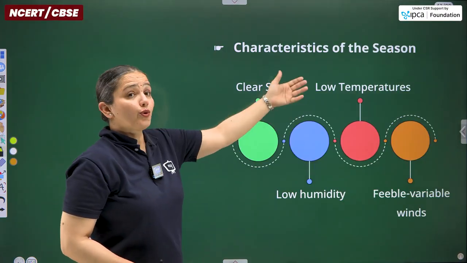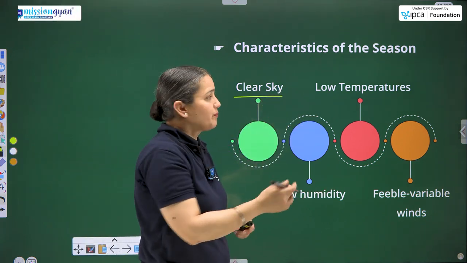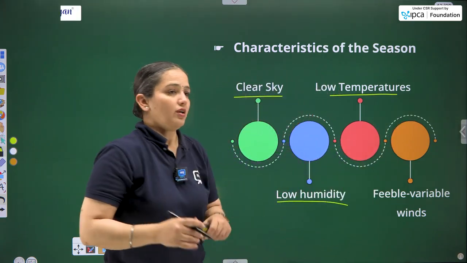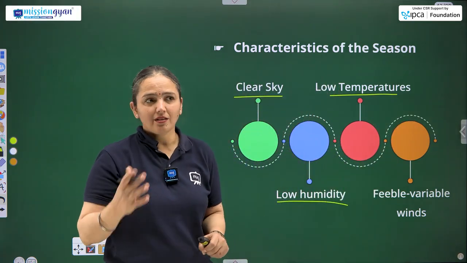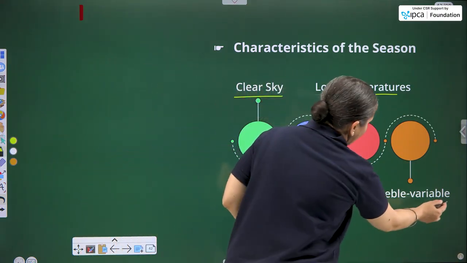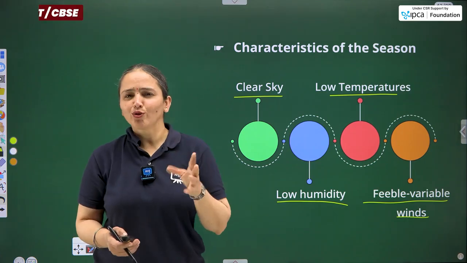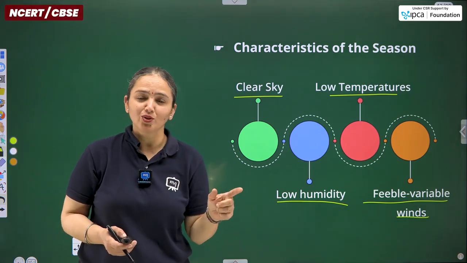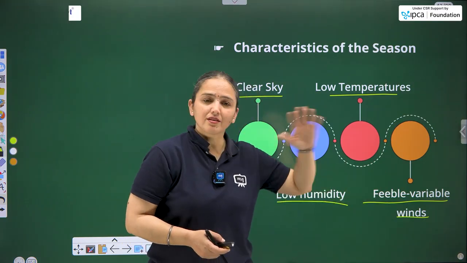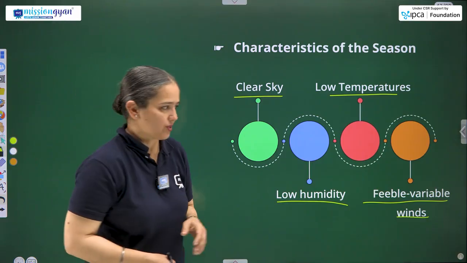And characteristics of the winter season: it remains clear sky most of the time. Low temperature sustains, low humidity because the temperature is less and the climate remains dry. And feeble variable winds. Actually, fluctuation is the suitable word over here, as they suddenly start blowing at good speed, and suddenly they stop.